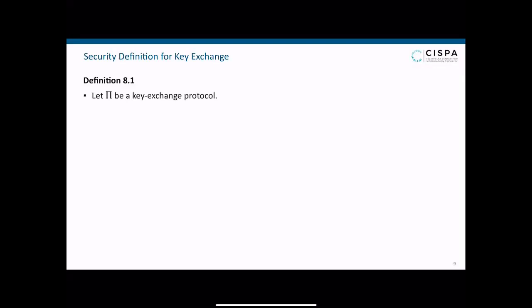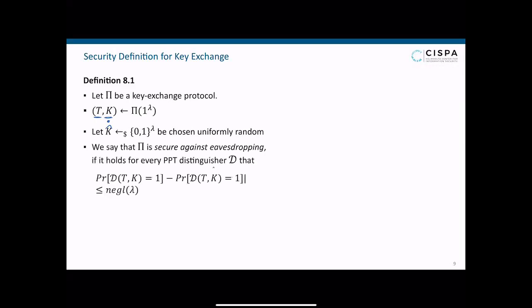And now here's a definition. Let's say pi is a key exchange protocol, and we generate a transcript and a key, and we choose another key, k hat, uniformly at random. Okay, and we now say that pi is secure against eavesdropping. Right, that says already something about the resources of the adversary. He can only listen to what's happened.